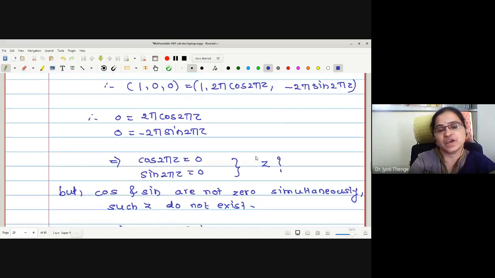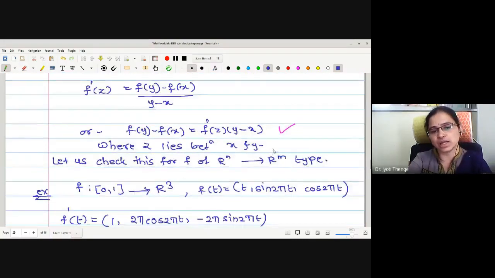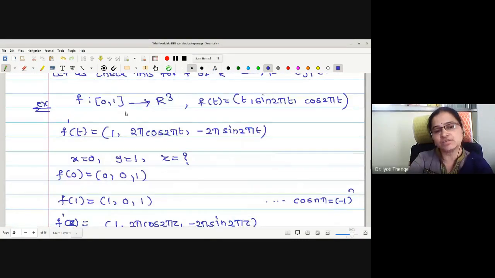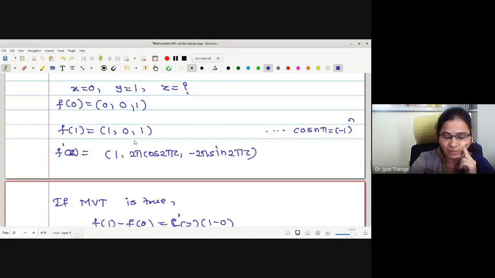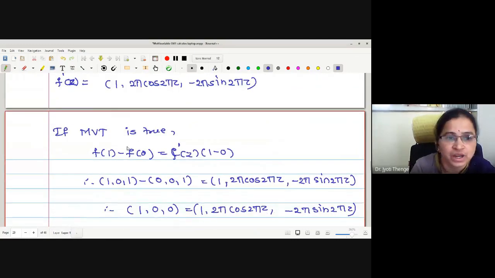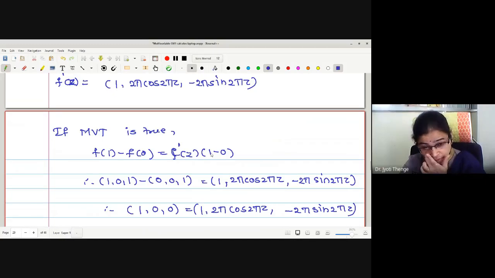Mean value theorem, which we have written for functions of R to R type, is not true in general for functions of one variable or multivariable vector valued functions. Therefore, there is a need to have a modification in the mean value theorem.